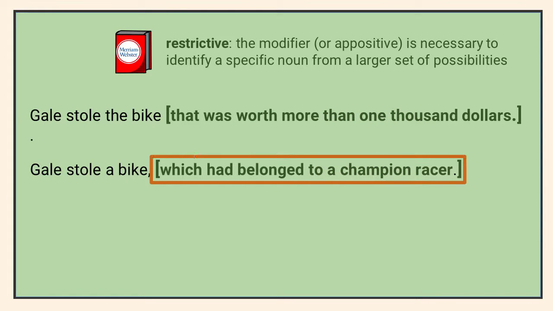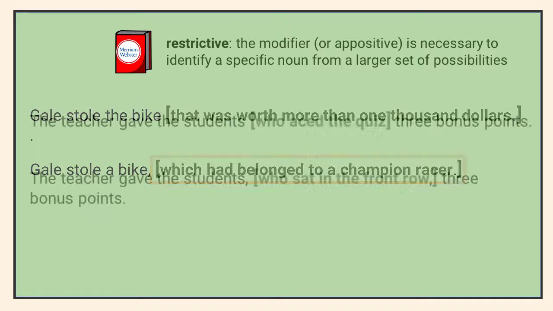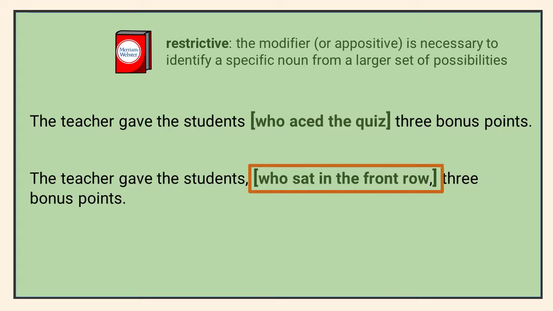The former owner of the bicycle is extra information in the second sentence. The point of the sentence is that Gail stole a bike. The second sentence here focuses on the fact that the teacher gave some students bonus points. That those students sat in the front row is extra information about them.